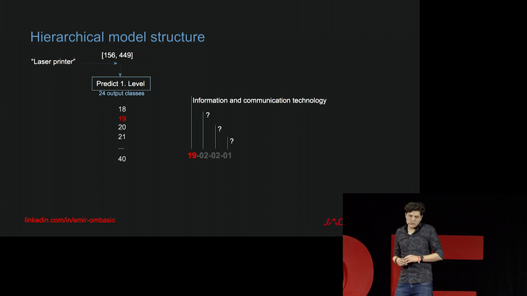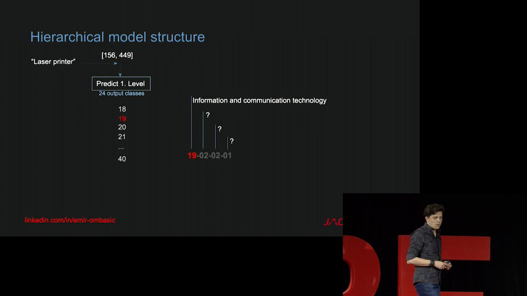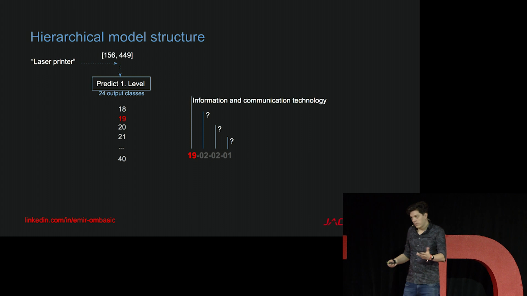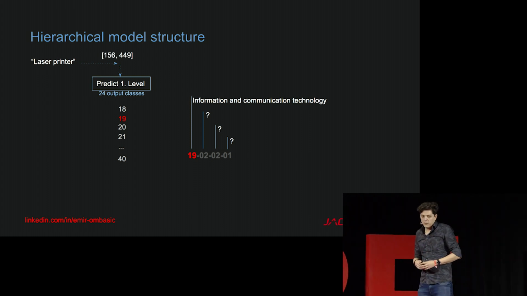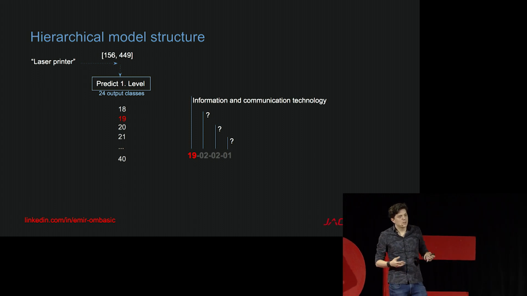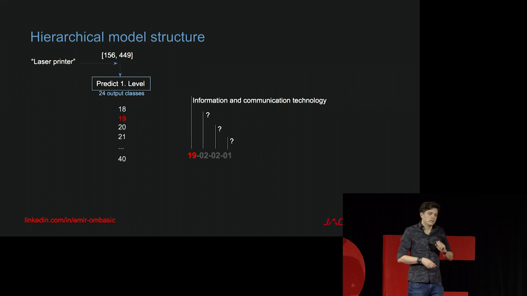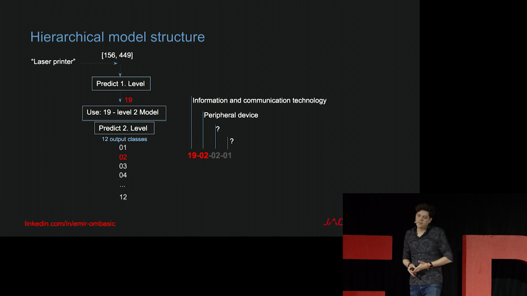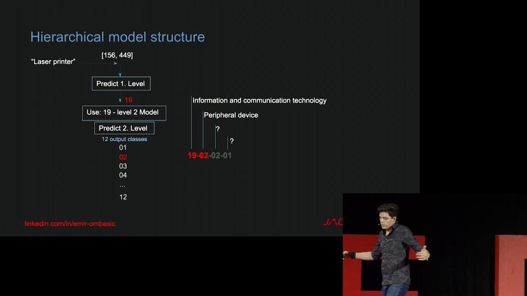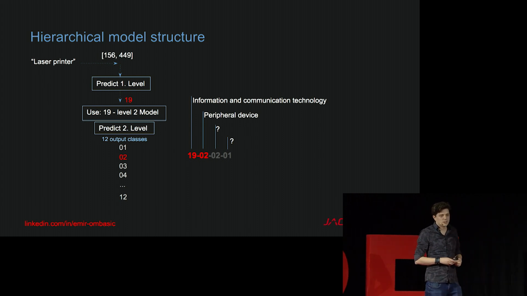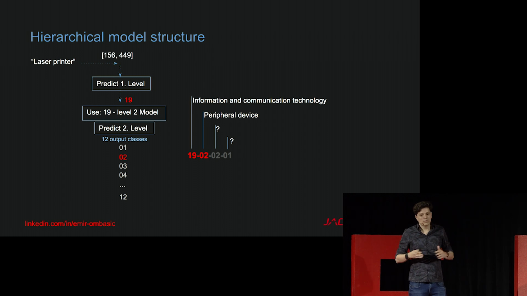So what is the trick? We have some input, like laser printer. We tokenize it. We send it to some model. Now, of course, the obvious thing is that the first model predicts only the first level. It has only 24 output classes. It would be pretty confident. And then the trick is that we take this information and pass it down. Now, how do we pass it down? What I did is I actually trained separate models. I call them specialist models for every one of these subclasses. So for example, for the second level, I trained 24 models.